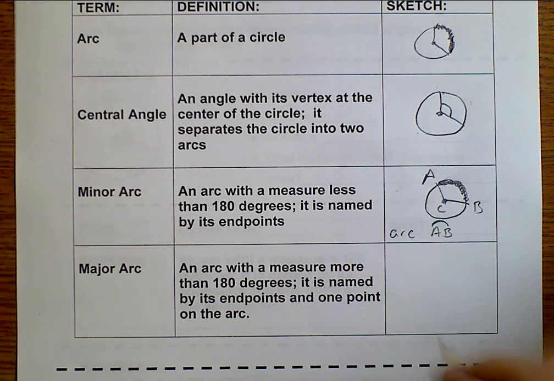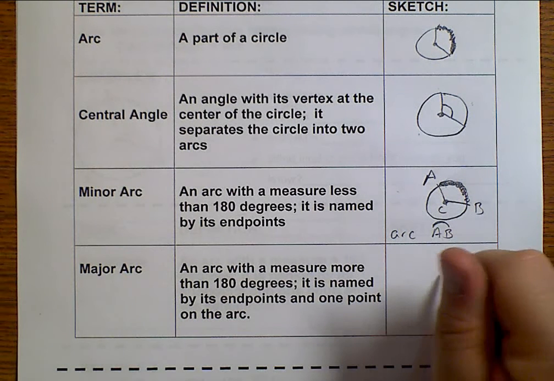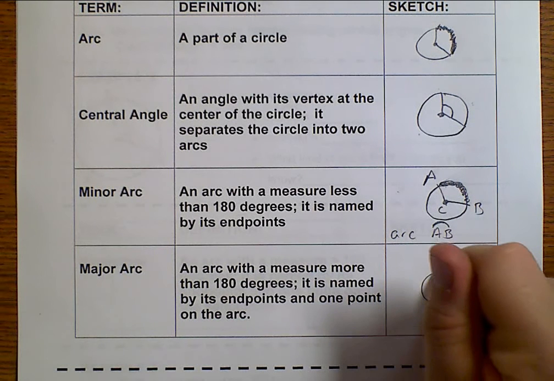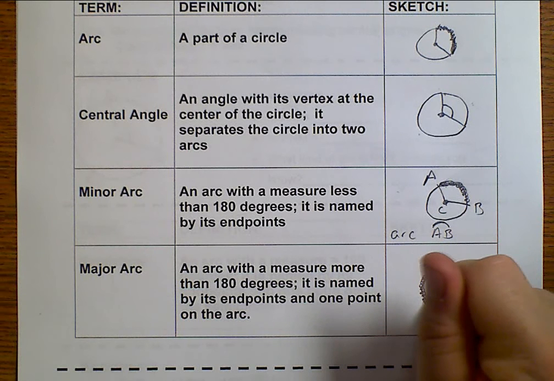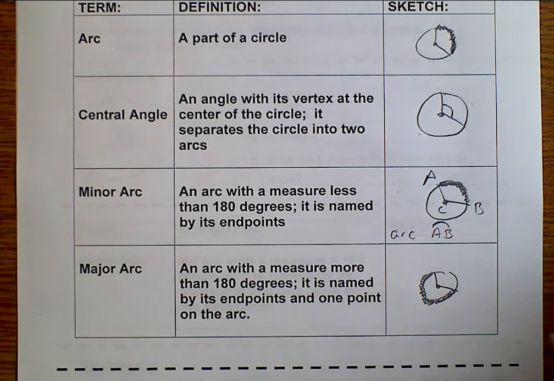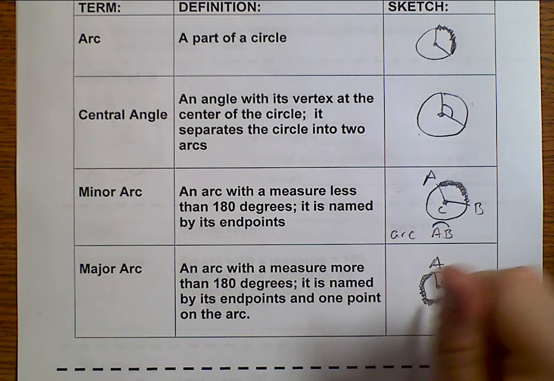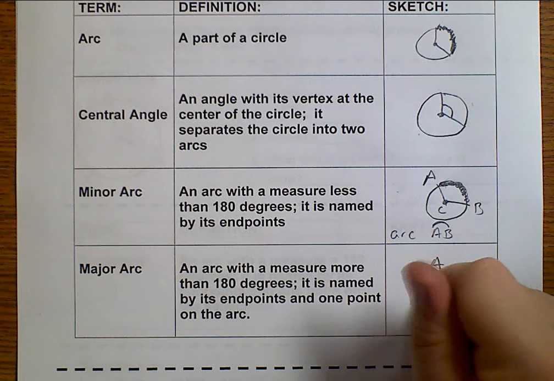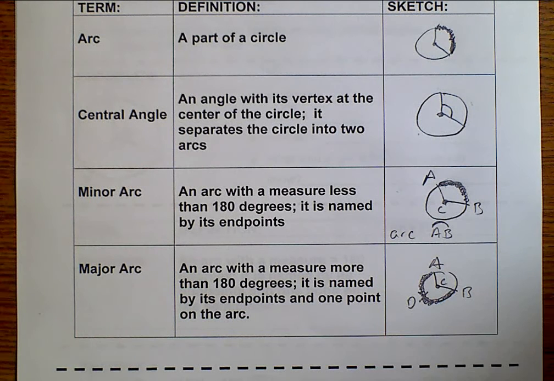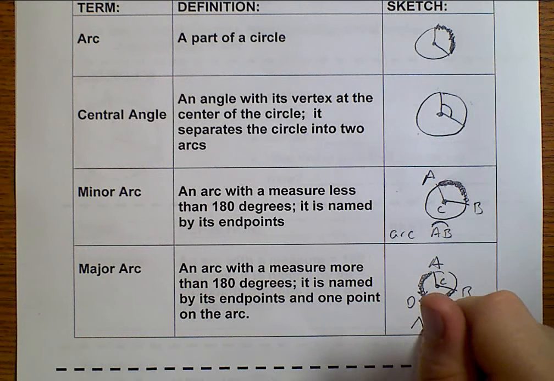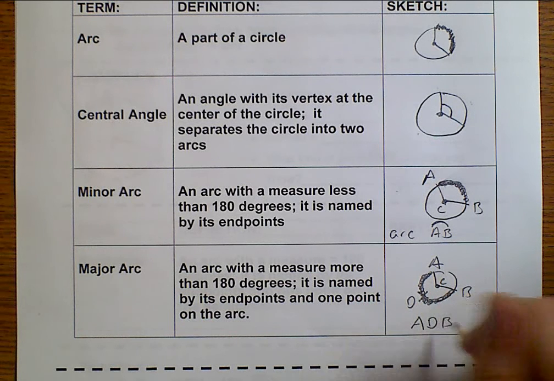A major arc would be the arc whose measure is larger than 180. This is A, B, C, and that is some point D. We would call this ADB.